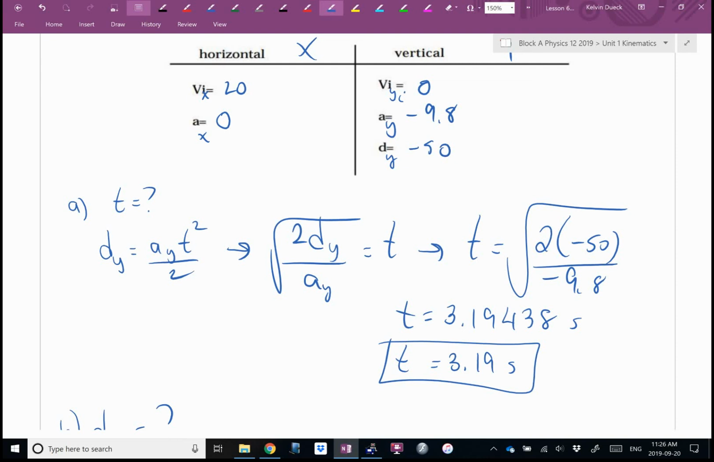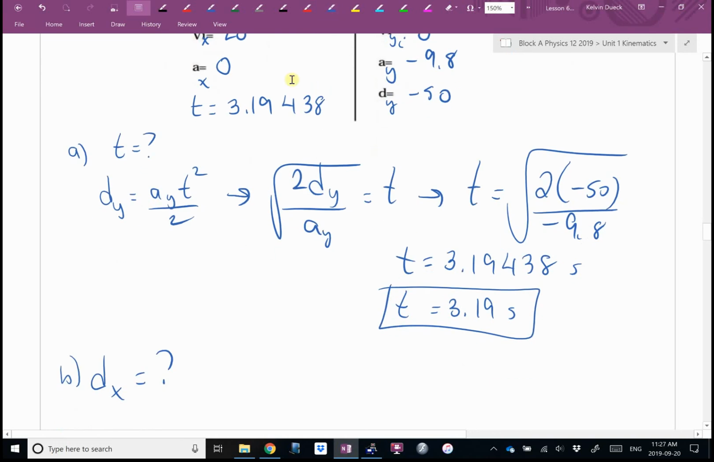Yeah. Why can I put time in the horizontal column? Because time is not a vector, it's a scalar, so it can go in both. And that's why I said you're going to spend most of your time finding time. Or if the question gives you time, it falls apart because you can put it in both columns and you can probably solve the question either horizontally or vertically. So I'm going to add time up here, 3.19438.